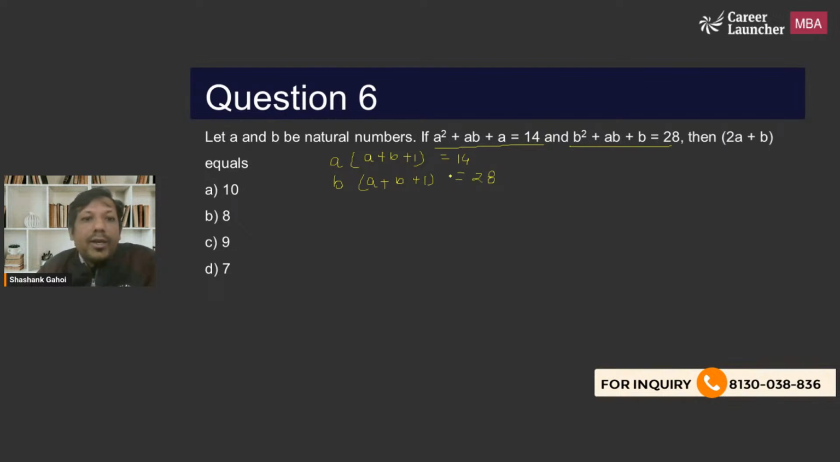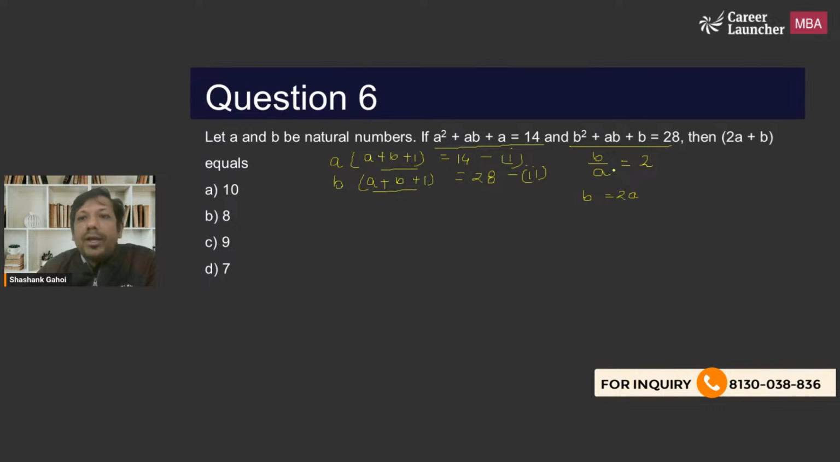Right. So what I can do is divide the second equation by the first equation. So this is my second equation, and I take this as the first equation. So this and this are going to cancel out. I'm going to get b upon a, and that is equal to 28 upon 14, which is equal to 2. So b is equal to 2a.